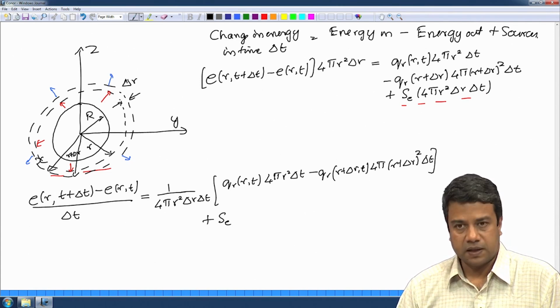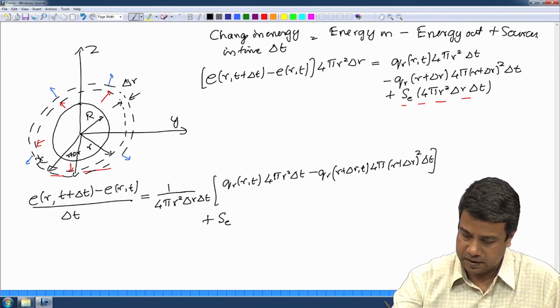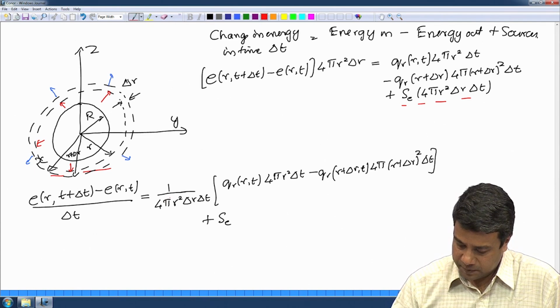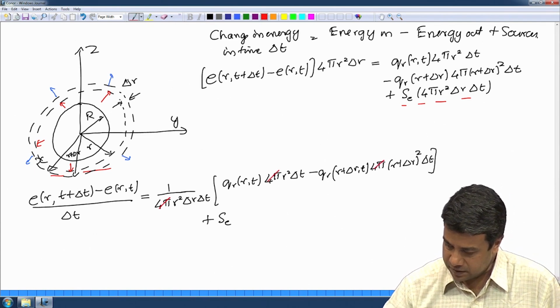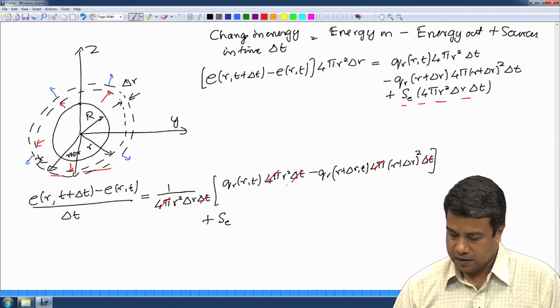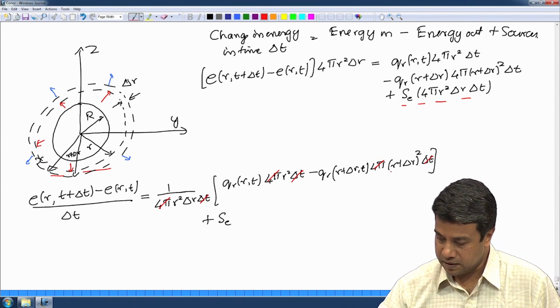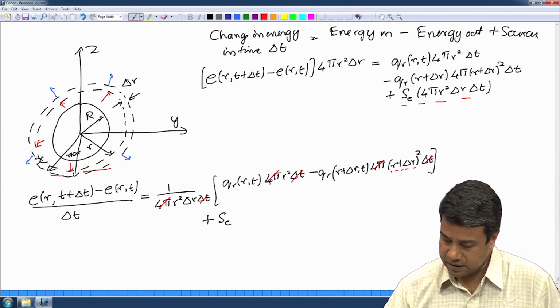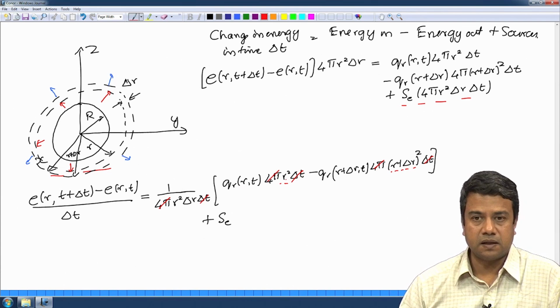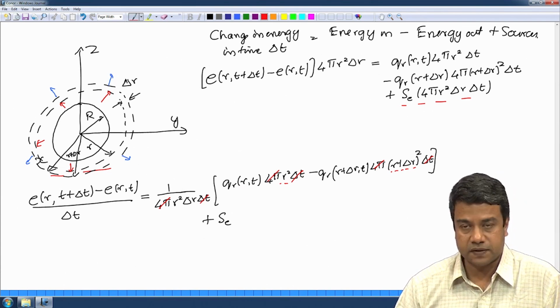And if I take the limit as delta t goes to 0, delta r goes to 0, you can see that the 4 pi's will cancel out over here, they are just constants. Delta t will cancel out. However, that r square will not cancel out in general because the surface area is different at these two surfaces. At the inner and the outer surfaces, the radial location is different. Therefore, the surface area is different.